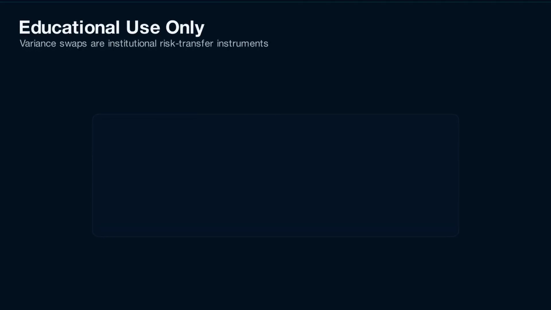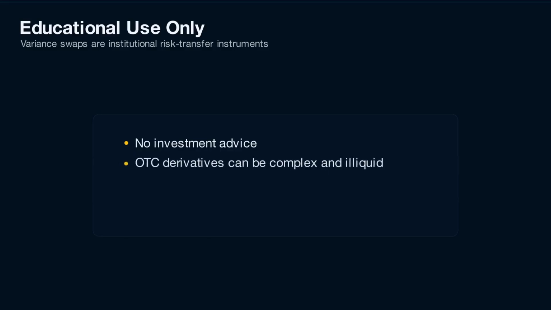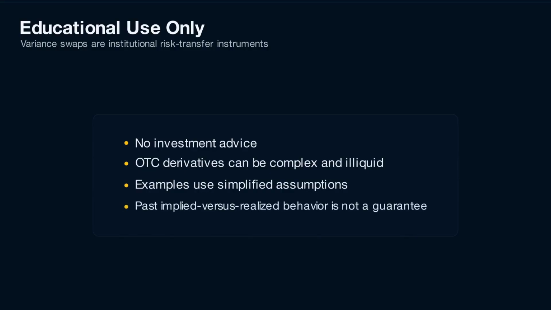This video is for educational purposes only. Nothing in this video constitutes financial advice, investment advice, or a recommendation to buy, sell, or hold any security, derivative, or financial instrument. Variance swaps are sophisticated OTC instruments used by institutional market participants. The worked examples use simplified assumptions for mathematical illustration. Historical VRP data cited from Carr and Wu, Bollerslev and co-authors, and recent public data sources. VIX records are confirmed by CBOE. Past behavior of implied versus realized volatility does not guarantee future behavior. Always conduct your own research and consult a qualified financial professional before any investment decision.